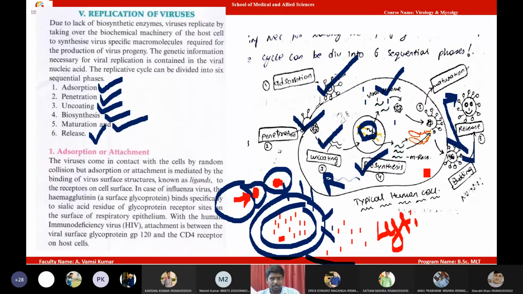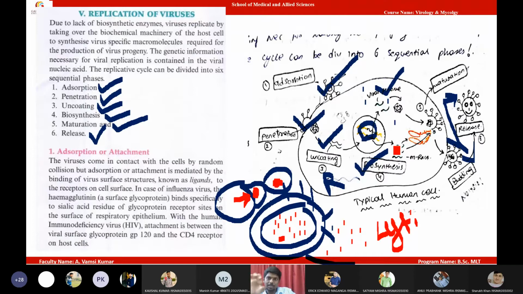biosynthesizing viral proteins, maturation of viral proteins, and release of viruses. Okay, so these are the 6 stages. Now, I will add one important point. Kindly pay attention. See, students, when the virus is replicating inside the cell, it is hijacking the cellular normal machinery. It is hijacking the cellular ribosomes. What is the purpose of ribosomes? Ribosomes will prepare proteins for the cell. Now, the virus is using these cellular ribosomes for preparation of viral proteins.